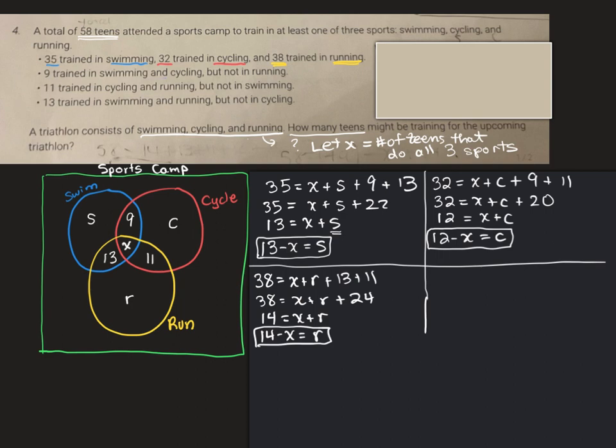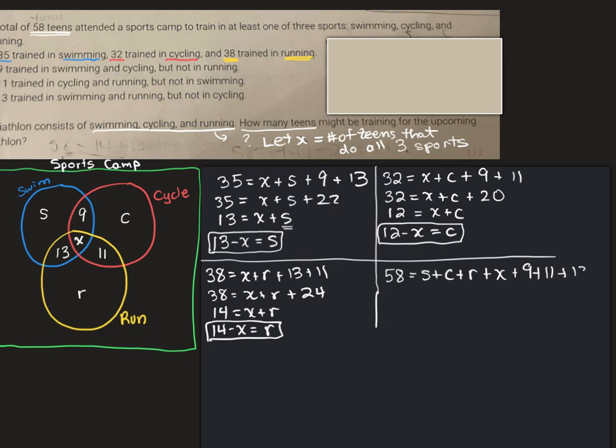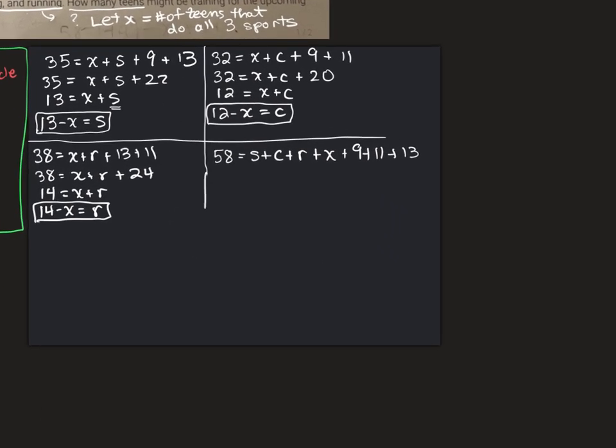Okay, now there's one thing we didn't use yet, and that's the 58. I believe, yes, 58 teens all together did at least one of those sports. So that's going to be another equation. 58 is our total. So all of these numbers and letters in all three circles would add to 58. So 58 equals s plus c plus r plus x, a lot of letters, plus 9 plus 11, and then plus 13.